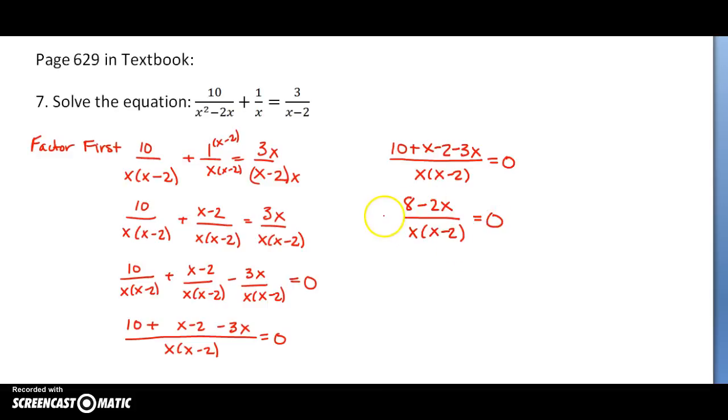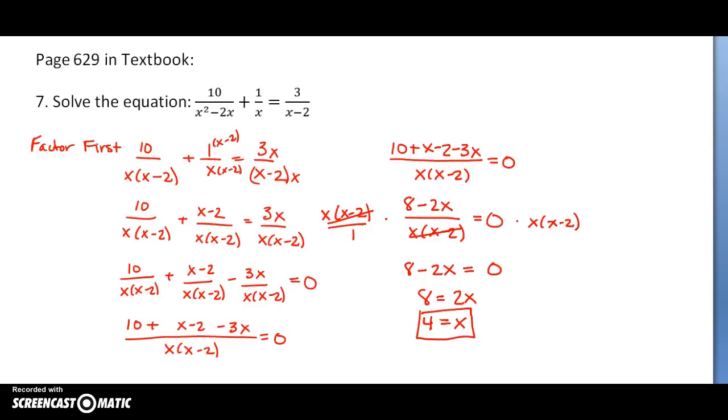And then like we saw in our bell work, I can multiply both sides by the denominator. And if I multiply both sides by that denominator, on the left side they will cancel, leaving you with 8 minus 2x equals 0. And now all I have to do is solve. I'm going to add the 2x to both sides, and then I'm going to divide by 2. So x equals 4.